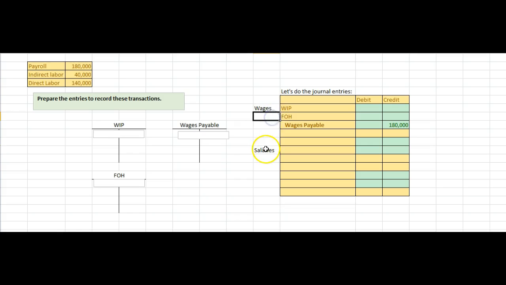Now the wages just don't want to stay there. Now the wages are called work in process, and those go to cost of goods, or cost of goods manufactured. And the salaries are called factory overhead or indirect labor, and they go into factory overhead. So this says my indirect labor is 40,000, and my direct labor is 140,000. So that's our journal entry, and this is what it looks like in T accounts, the flow.